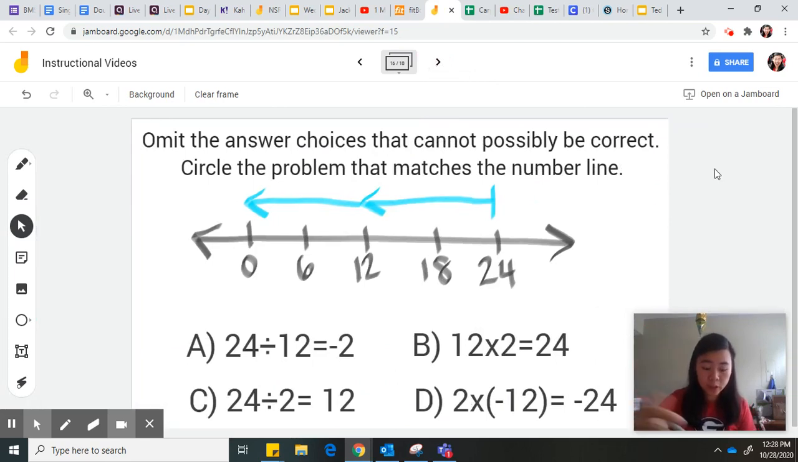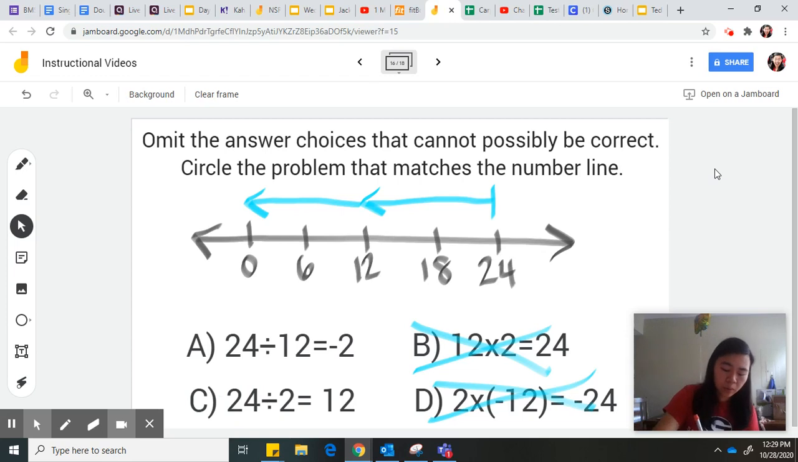All right, now this one is a division problem because we know it starts at 24. It doesn't start at 0, so it can't be these multiplication problems. Both of our problems show us that it's starting at 24 here. You are dividing by the number of arrows we have. We are dividing by 1, 2 arrows. So it's 24 divided by 2. Another way that we could omit A is 24 divided by 12 is -2. Where did that negative come from? If we divide a positive by a positive, it's still going to be positive. So A's answer is not right.